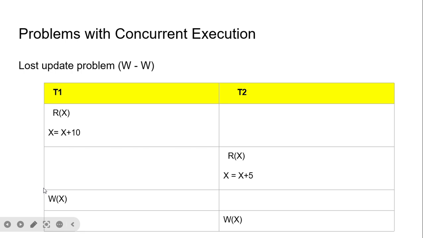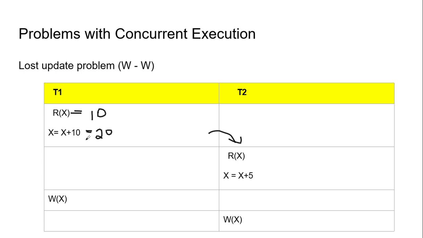In T1, we have read of X. R means read, and X is the data. The only data that I am using is X, so it is accessing the data. Suppose the value of X is equal to 10. After that some manipulation happens: X is equal to X plus 10, which means 10 plus 10, so my data is 20. Now it goes straight to transaction 2, where again there is read of X.